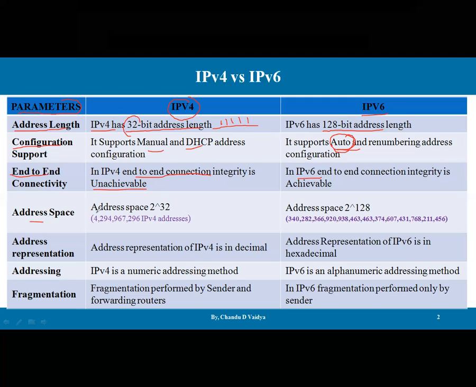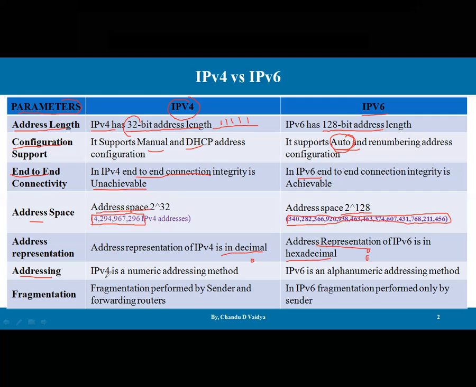Then address space. The address space of IP version 4 is 2 to the power 32, which is more than 4 billion values. This is the total value available with IP version 4. Whereas IP version 6 has 2 to the power 128, which is a very large, countless value, guys. There we can see the value of the IP version 6 address space. Address representation in IP version 4 is in decimal, whereas IP version 6 uses hexadecimal notation, where colons are used as separators, but here dots are used.